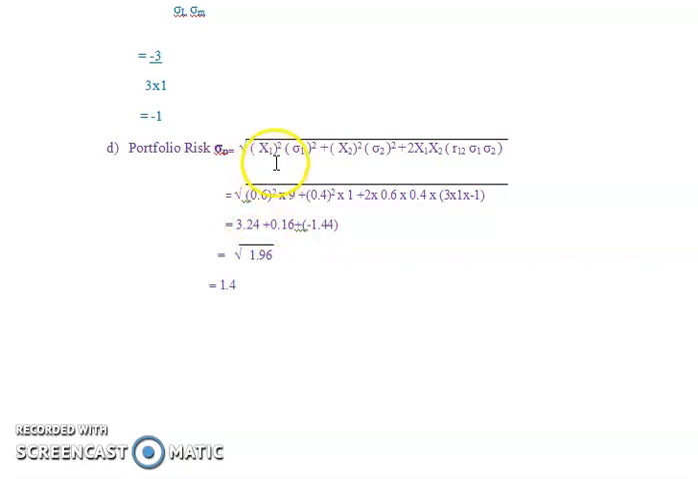So x1 whole square, that is 0.6 whole square, into 9, plus 0.4, that is 40%, whole square into 1, plus 2 into 0.6 into 0.4 into 3 into 1 into minus 1. If we simplify, the value will come 3.24 plus 0.16 plus bracket minus 1.44, which is equal to the square root of 1.96. If we calculate it, it comes to 1.4. So this is the answer for D.